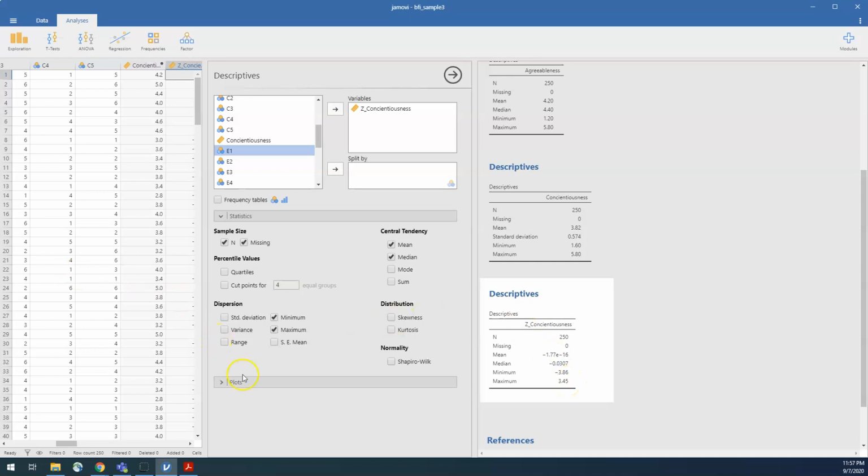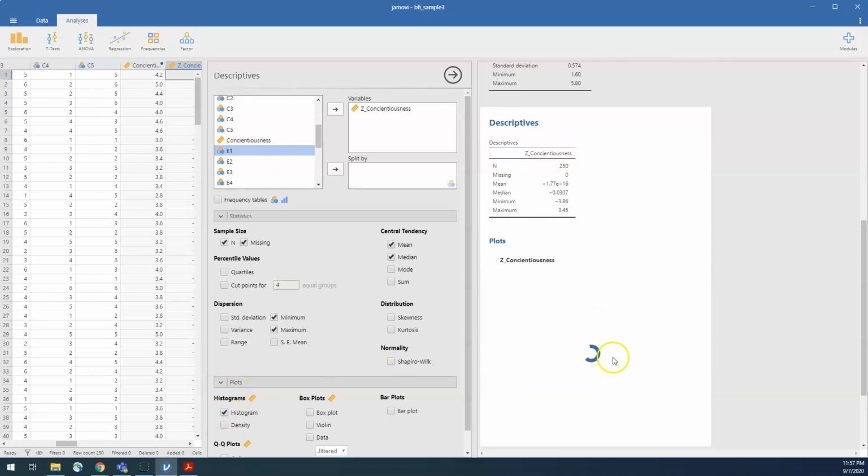You can also ask for a plot here. If you ask for a histogram, you can see that these should center around 0. Right there is 0. You've got z-scores that center around 0. You've got some that are above 0, some that are below 0, but most of the z-scores will fall around 0. And usually 95% of z-scores will fall between negative 2 and positive 2 standard deviations from the mean.